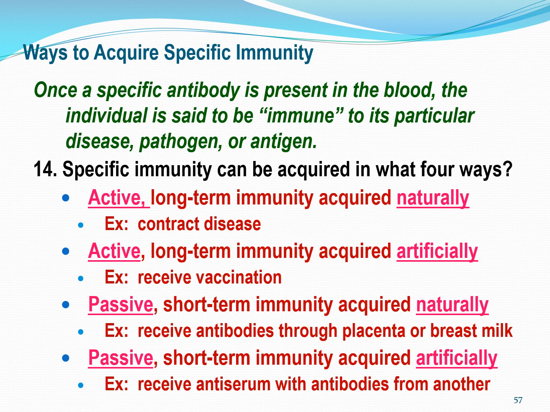Ways to acquire specific immunity, right? So once a specific antibody is present in the blood, the individual is said to be immune to its particular disease, pathogen, or antigen. Specific immunity can be acquired in 4 ways. Active, which is long-term immunity acquired naturally, like contacting the disease. Okay? Now, again, this is a way that this can be done. You can naturally acquire active long-term immunity through contacting chickenpox.